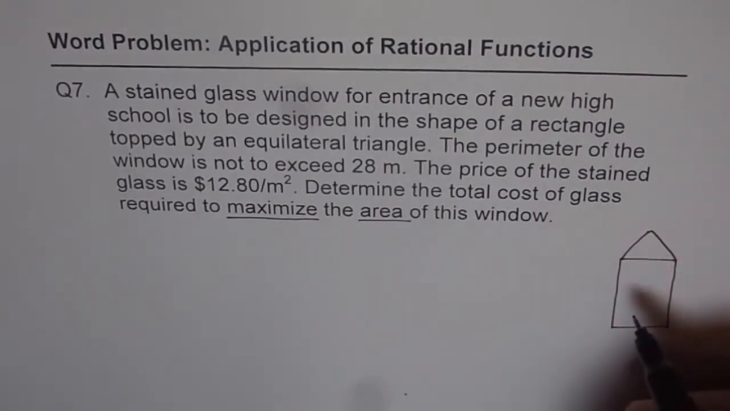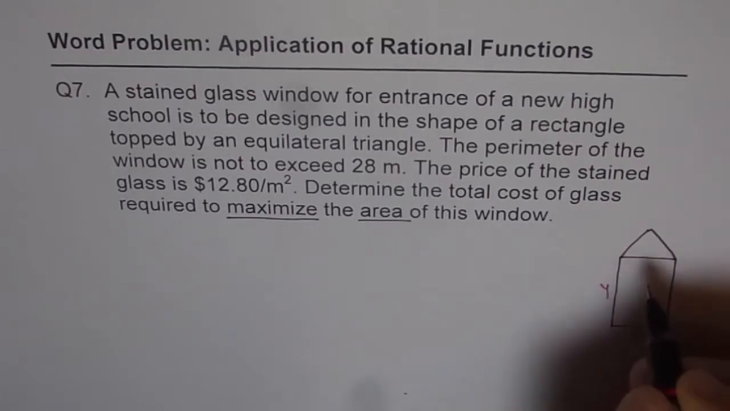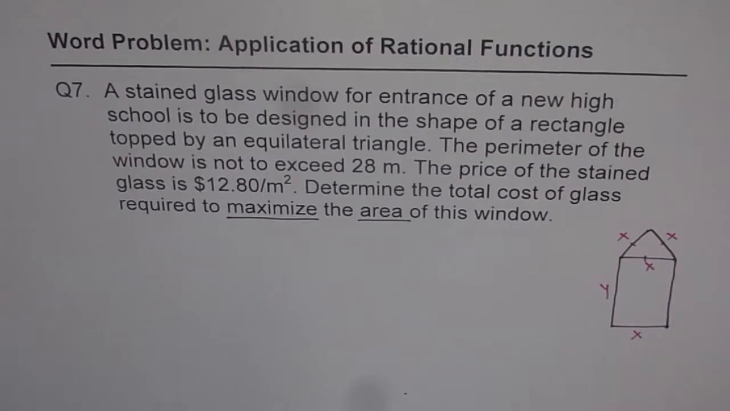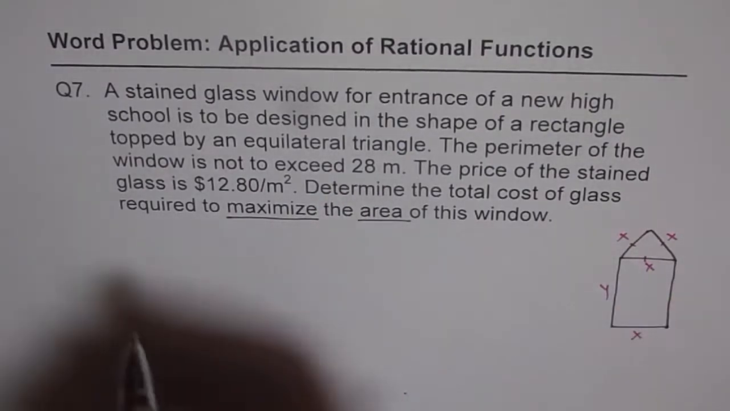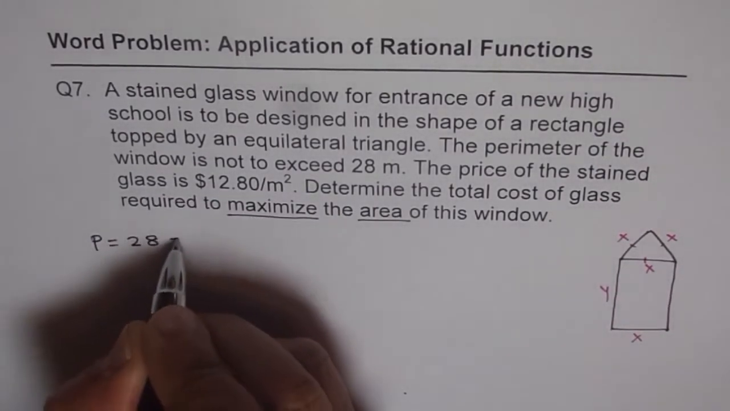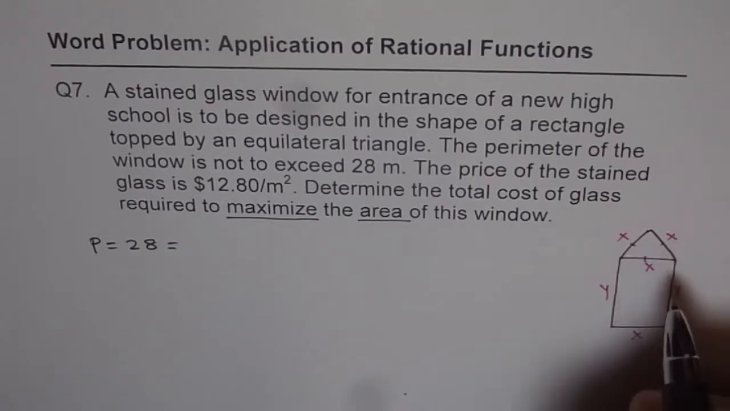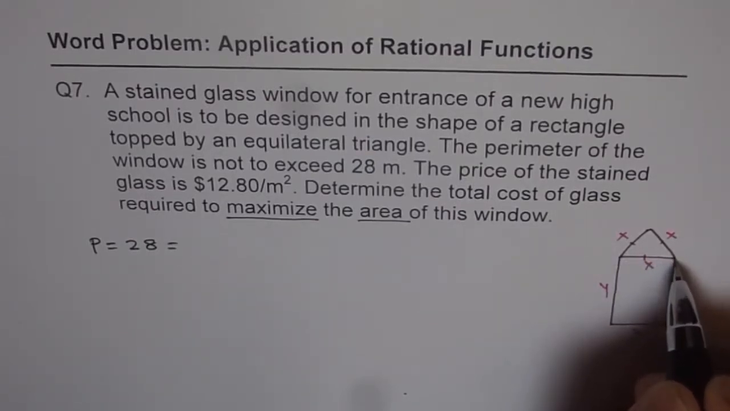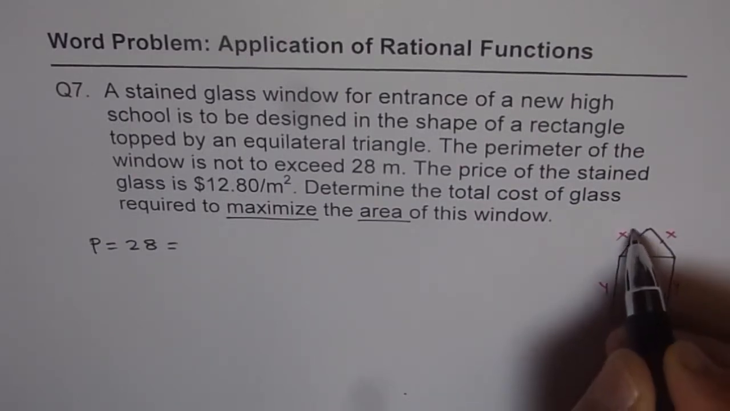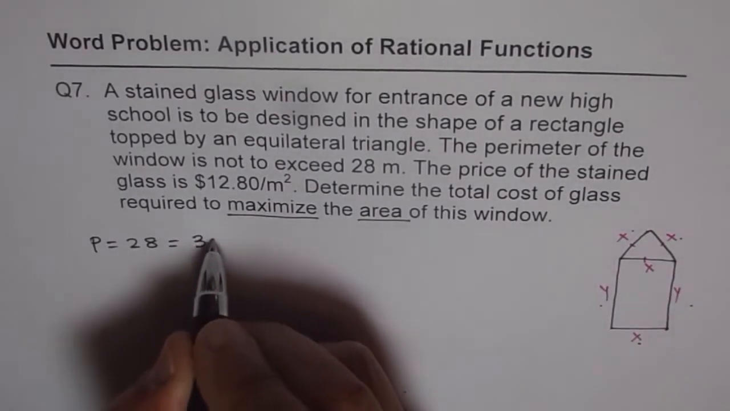Let us say the width of the window is x, and y is the height of the window. Since this is an equilateral triangle, these sides will also be x each, correct? Now, perimeter is given to us as 28 maximum. So we can write perimeter, which is the sum of all these sides, as 28. When we are considering perimeter, it's only the outer sides: 1x, 2x, 3x, and these two y's. We will not consider this inner x. So it is 3x plus 2y.